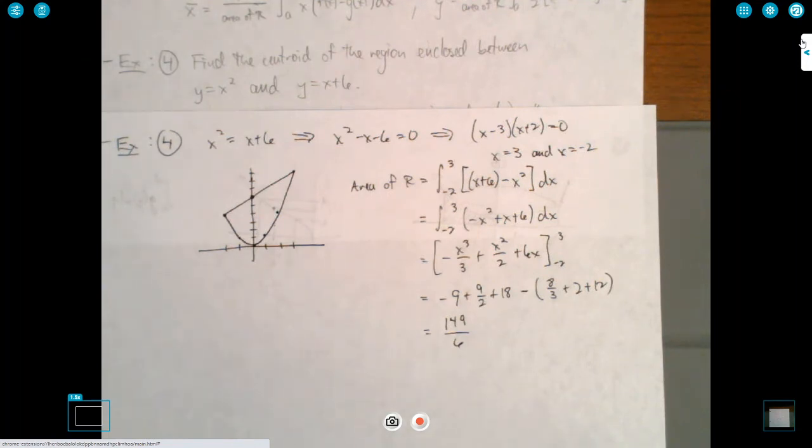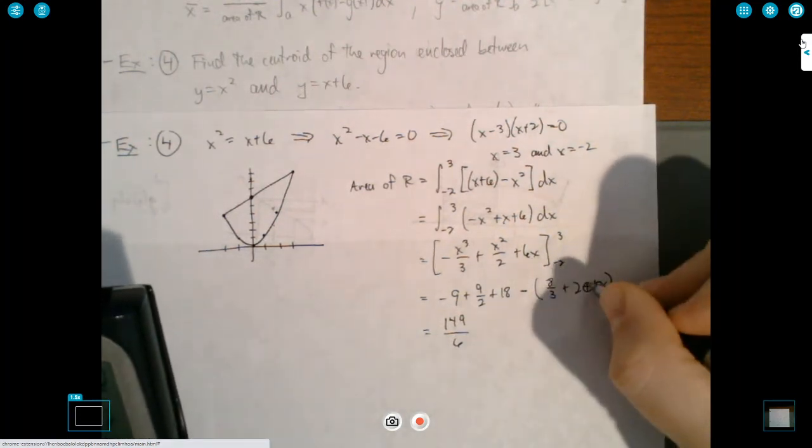So I'm gonna do negative 3 cubed over 3 plus 3 squared over 2 plus 6 times 3, minus negative 2 cubed over 3 plus negative 2 squared over 2 plus 6 times negative 2. That's what it was. This should be a negative 12.